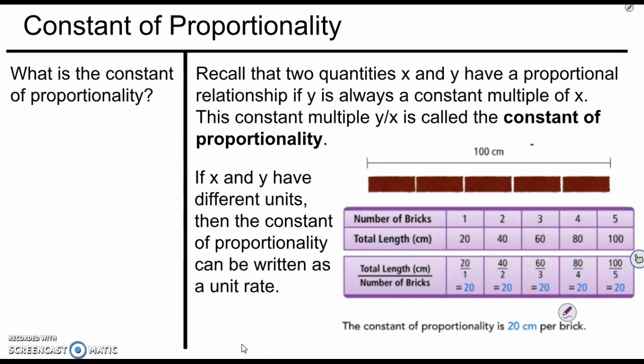The constant multiple y over x is called the constant of proportionality. Constant of proportionality is also known as unit rate and is solved the same way. So in our table, we see that all of these ratios simplify to 20. So the constant of proportionality is 20.